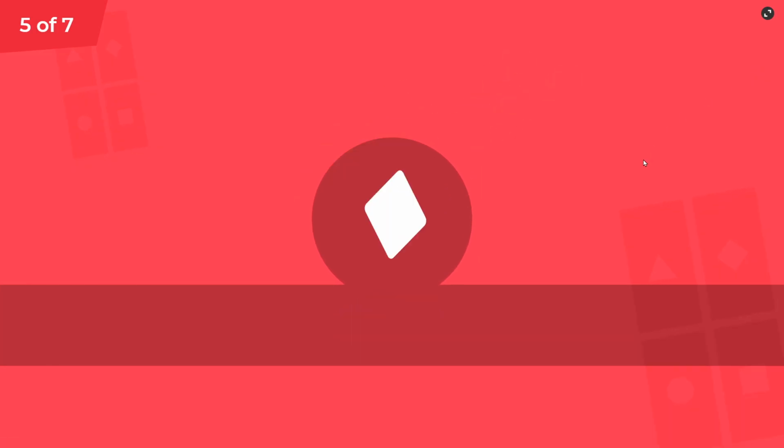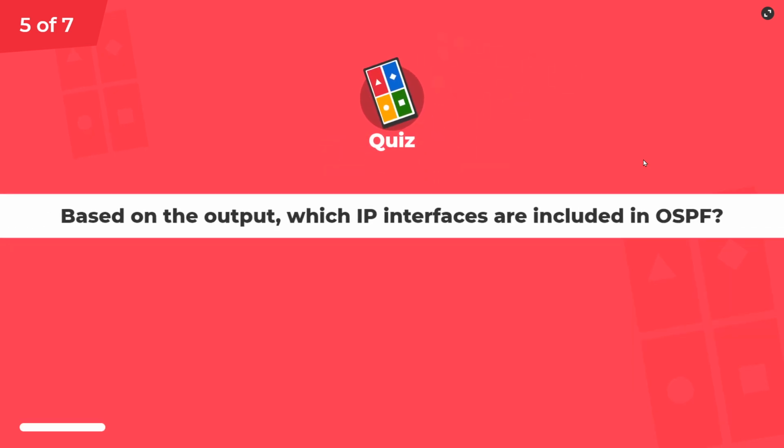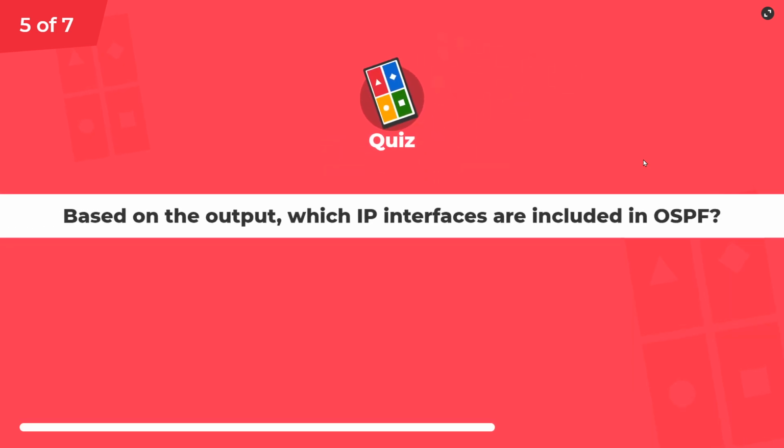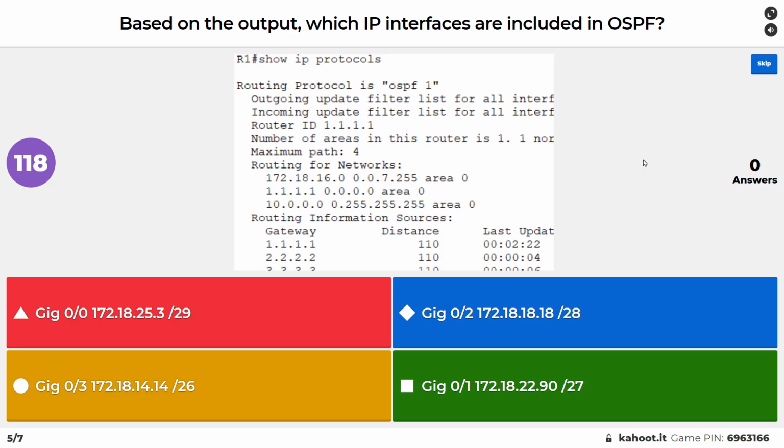Fantastic. Question 5 of 7. We're almost done here. Multiple select and double points. No pressure. Based on the output, though, which IP interfaces are included in OSPF? And I will point out that the focal point for this would be these network statements right here.